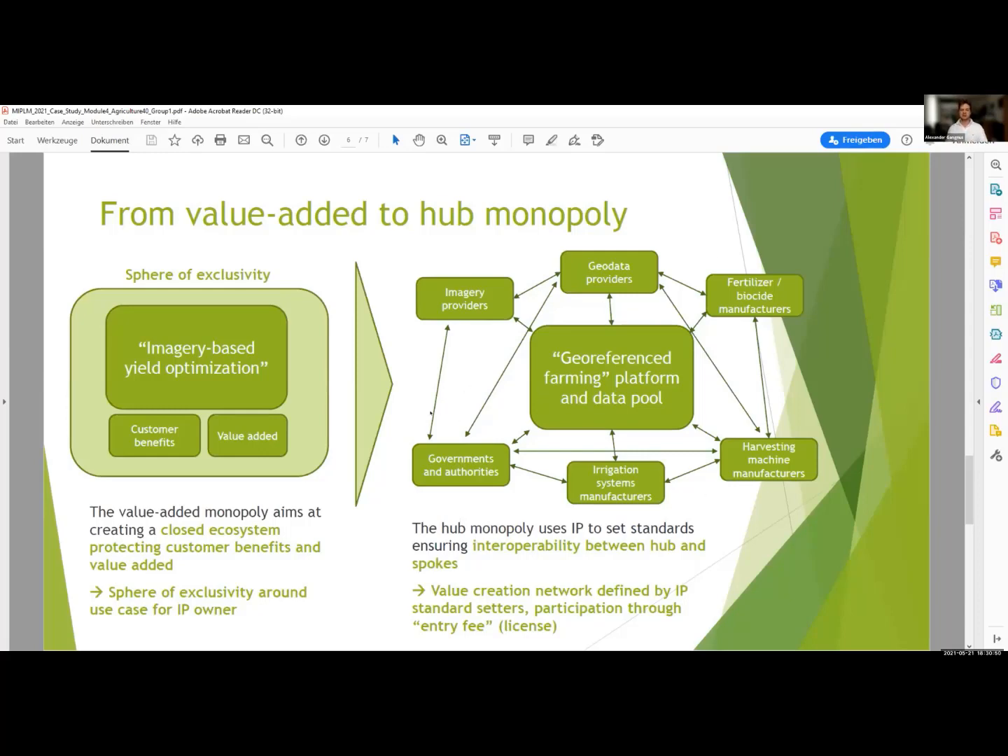And our hub monopoly in this case would use IP to set the standard that ensures the interoperability between the hub and the spokes. So we have a value creation network that's defined by the IP standard setters, who would, in this case, hopefully be us as the developers and providers of the georeferenced farming platform. And we would let the others participate through an entry fee, so to say, a license. And now Maria Daniela and Anahita will explain how we can protect such an expanded use case through the right IP.